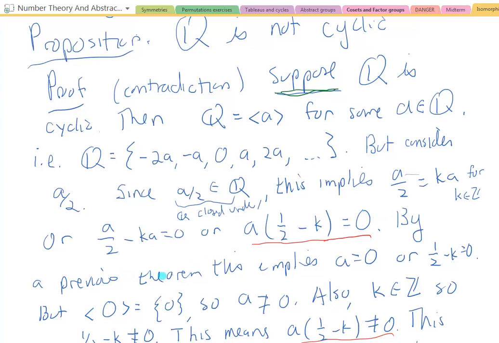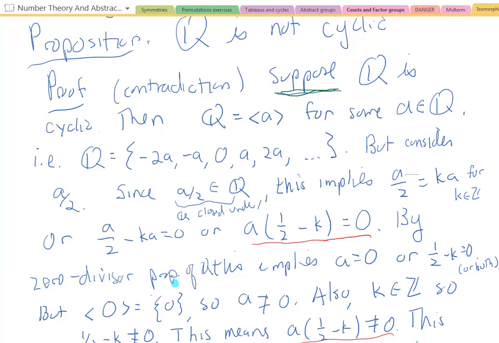Now, by a previous theorem, I could call this the zero divisor property. Let me just write it that way. Instead of a previous theorem, we'll call it the zero divisor property of the rational numbers. This implies that A is equal to 0 or 1/2 minus K equals 0. You've got the product of two numbers equals 0. One or the other must be 0, or both. All right, now let's consider first whether A could be 0.